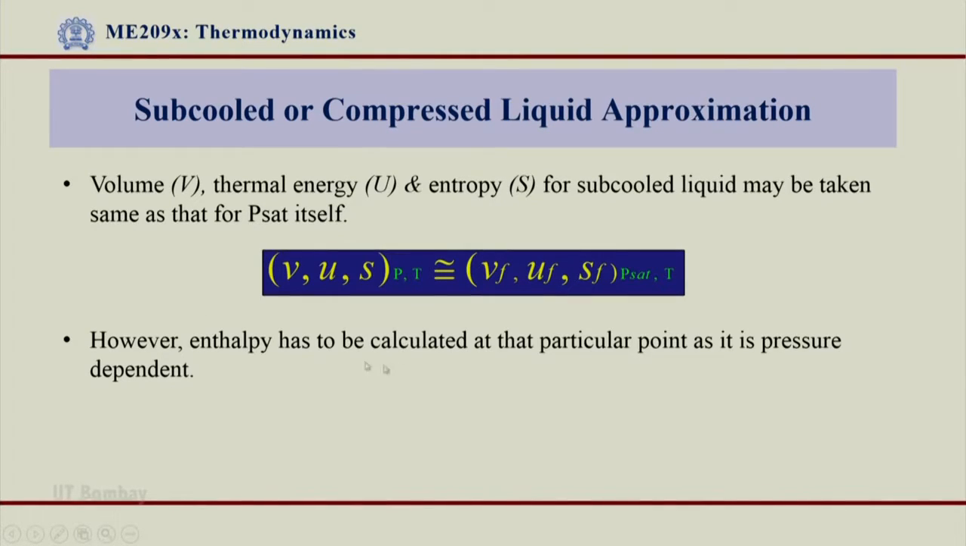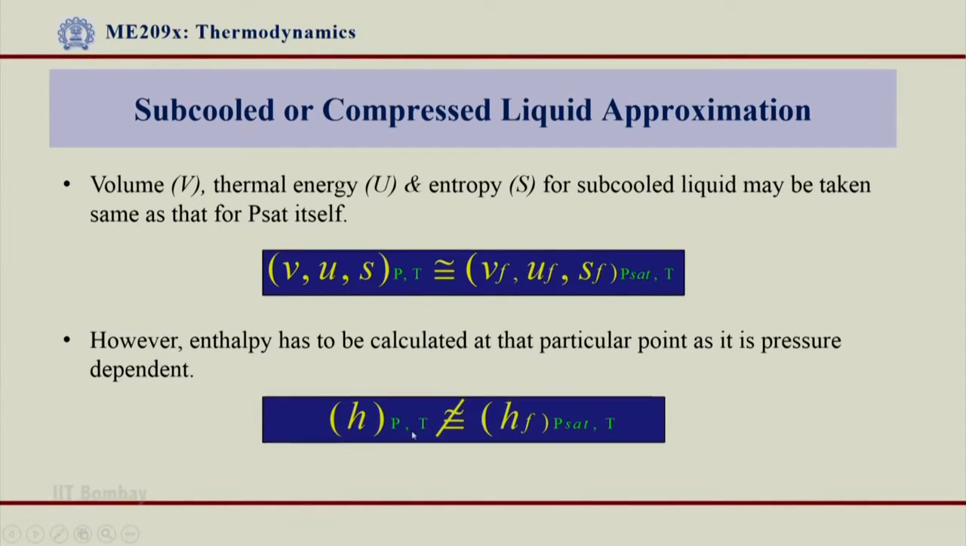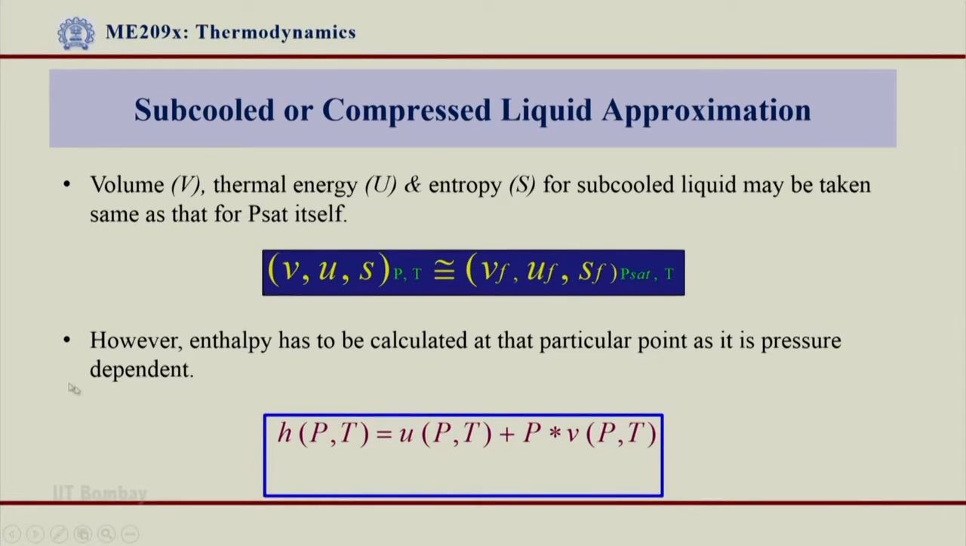However, enthalpy has to be calculated at the particular point as it is pressure dependent, which is what we have seen: H(P,T) cannot be approximated as H_f at Psat(T), because of the basic formulation of the enthalpy itself. I have shown this formulation earlier, alright. So properties V, U and S can be taken at Psat, but not the enthalpy. Enthalpy can be directly computed from this formulation.